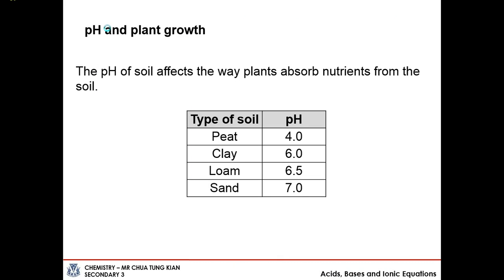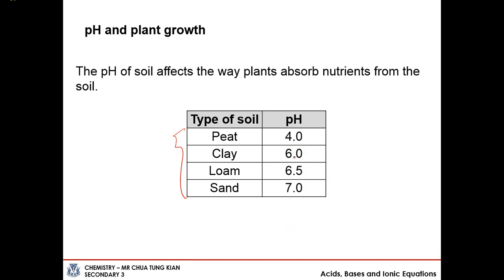Plant growth is also affected by pH values. In this table shown here, you notice there are 4 pH values for 4 different types of soil. Depending on what plant you are growing, you will need to calibrate the pH of the soil to allow the plant to grow best. Let's say, for example, tomatoes grow well in pH 6 soil, and your soil is pH 8. So you need to bring down the pH to 6.